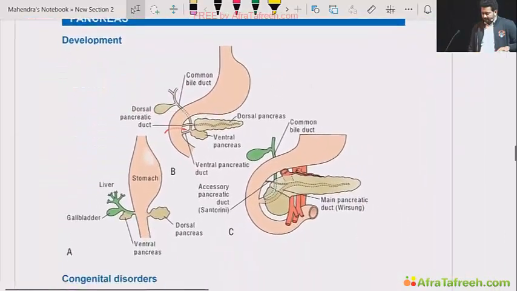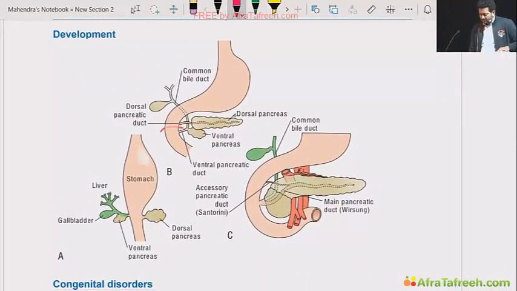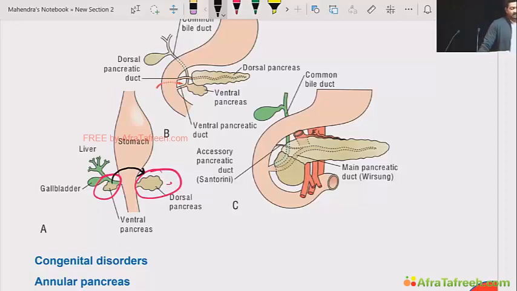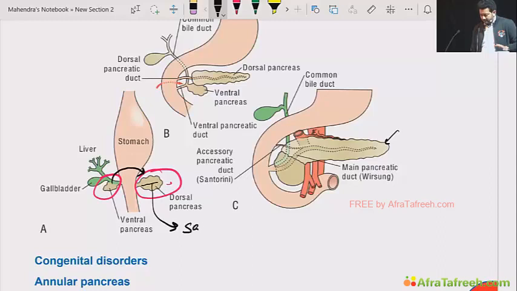Okay, pancreas. Although it is more of the anatomy, there are two buds, the dorsal pancreatic bud and the ventral pancreatic bud. Remember, the dorsal pancreatic bud does not move. It is the ventral pancreatic bud which moves 180 degrees in the clockwise direction posteriorly, and it will fuse with the dorsal bud to form the normal pancreas. So what is the name of the dorsal pancreatic bud duct? Santorini. And for the ventral pancreatic bud, the duct is known as the Wirsung duct.